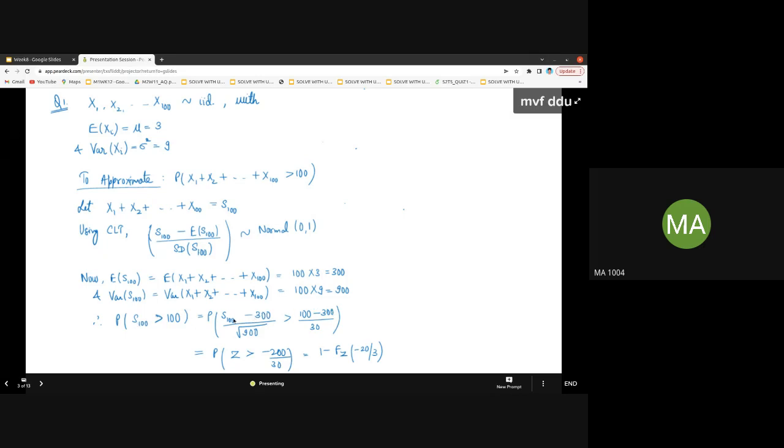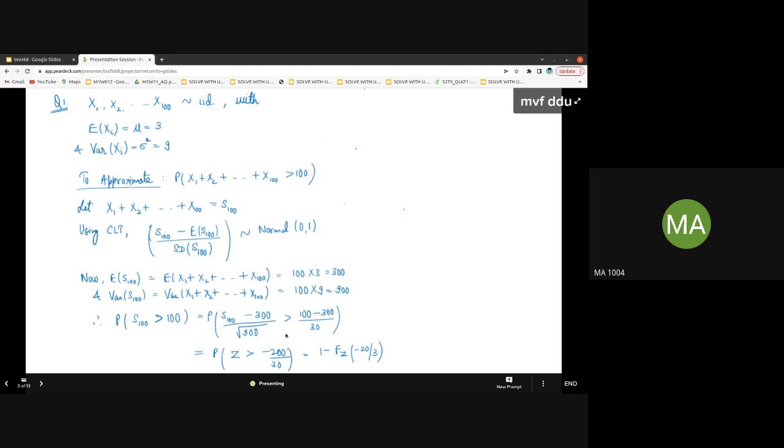So if I do that, we will get S100 minus 300. 300 is the expected value of S100, and divided by square root 900. So square root 900 is the square root of the variance of S100, which is the standard deviation of S100. Whatever we have done on the left hand side, we should do on the right hand side. So we have done minus 300 divided by square root 900, and the same thing we will do here also: minus 300 divided by square root 900, which will be equal to 30.